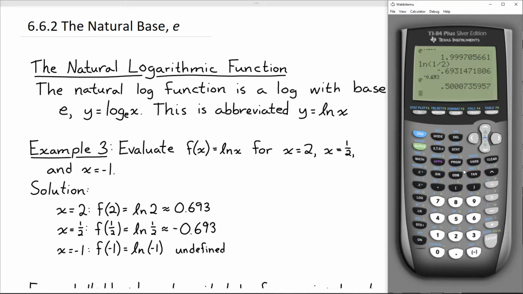And get that. Now, see, that's pretty close to 1/2. 0.5 is 1/2 in decimal form.